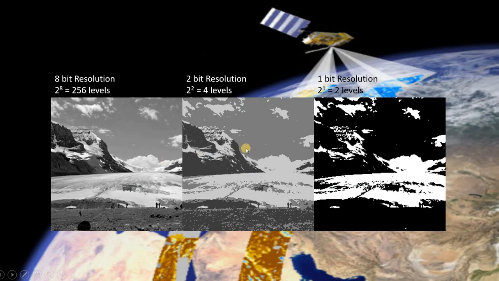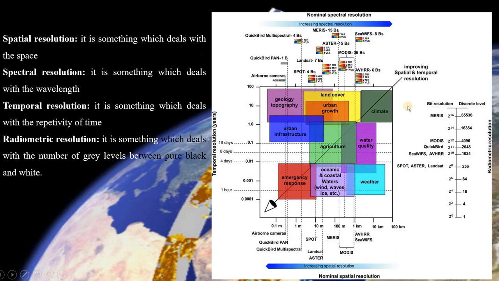And as I already discussed, this is one of the images which shows how well we can get information from different images when you increase the radiometric resolution. I have already talked about this image, right? This is how we can know different features from the ground when you increase the radiometric resolution. And this is an overview of the remote sensing resolutions we have discussed so far.